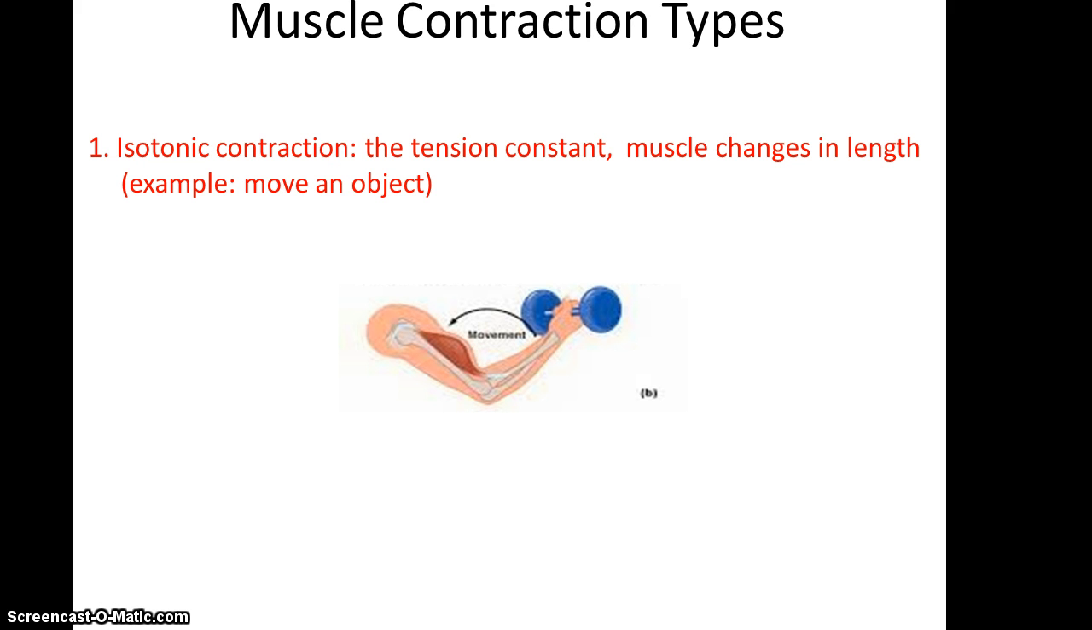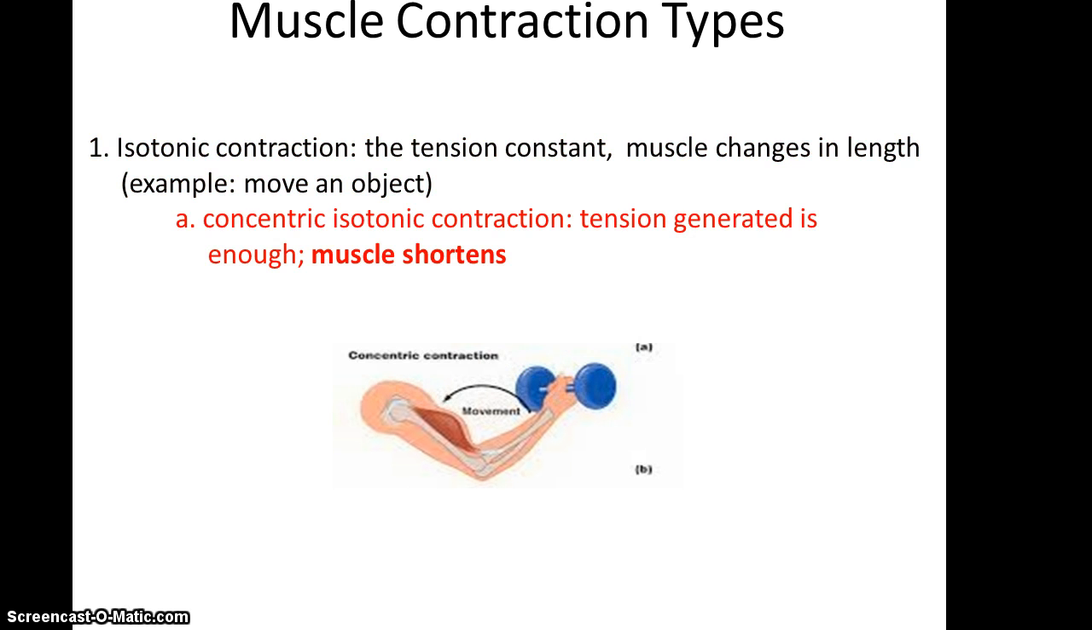Muscle contraction types. Well, there are two big categories. Isotonic contraction being one of those, where you have a tension that is constant as the muscle changes in length. So in this case, the bicep getting shorter as you lift the dumbbell. Now, the isotonic contraction can itself be broken up into two types.